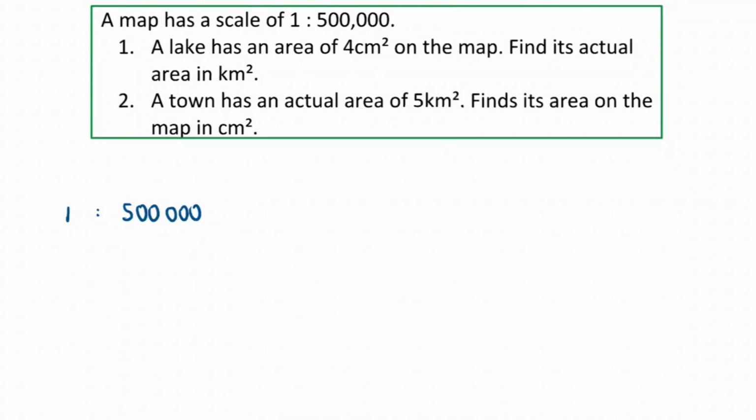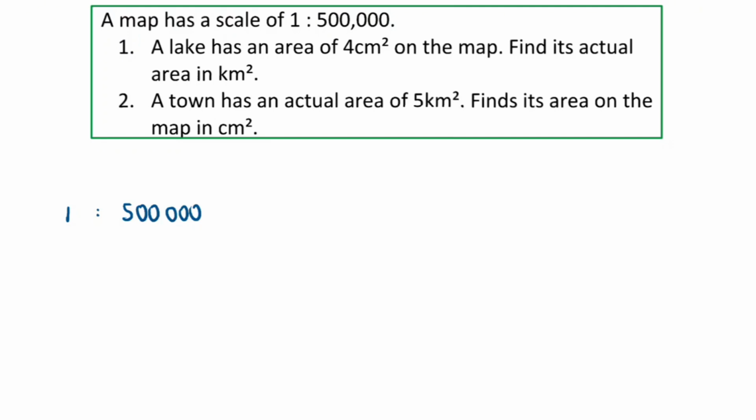Hi everybody, in this video we attempt a common question about map scales that involve area in maths. So let's use this example here to illustrate. We have a map that has a scale of 1:500,000. And for question 1, we have a lake that has an area of 4 cm square on the map. Find its actual area in kilometer square.